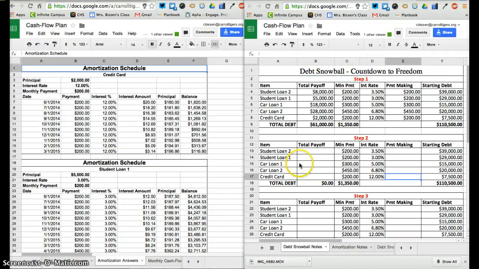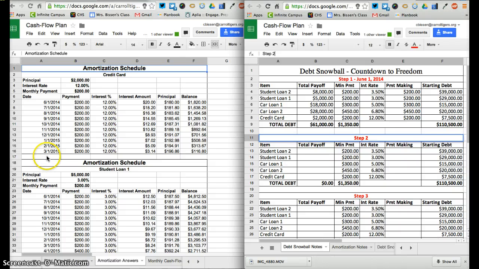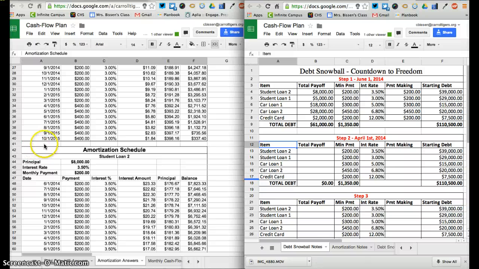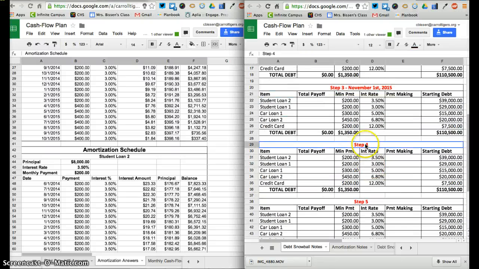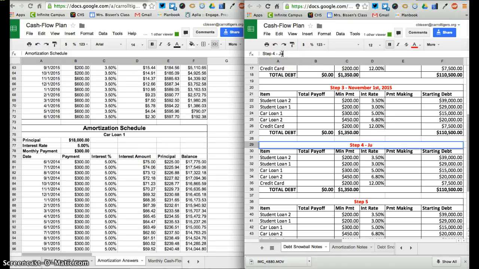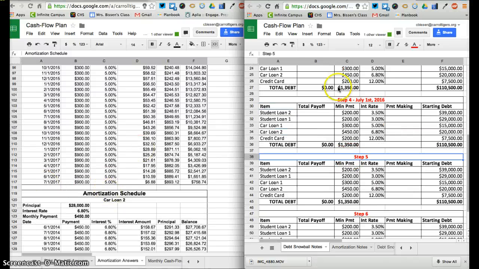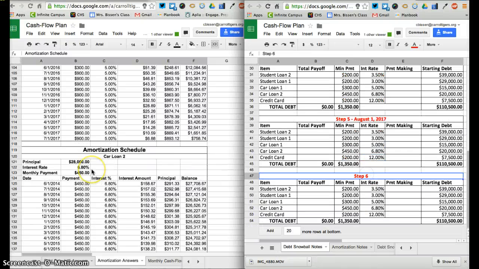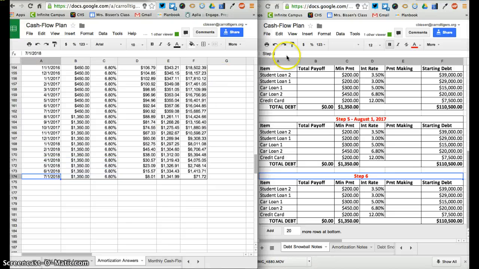So now I need to go back to my debt snowball and figure out all my different steps. So each step is after I've paid off a certain loan. So step 1 would be on June 1st, because this is when I first started doing my debt snowball. Step 2 would be on April 1st, the next month after I paid off my smallest debt. My next one would be on November 1st. My next step would be on July 1st. My next step would be on August. And my last step would be August as well, of 18.